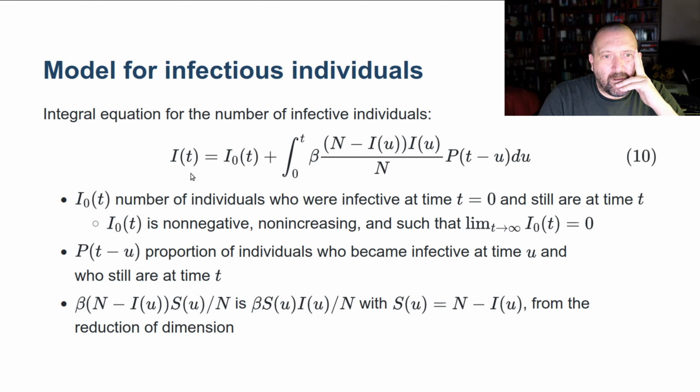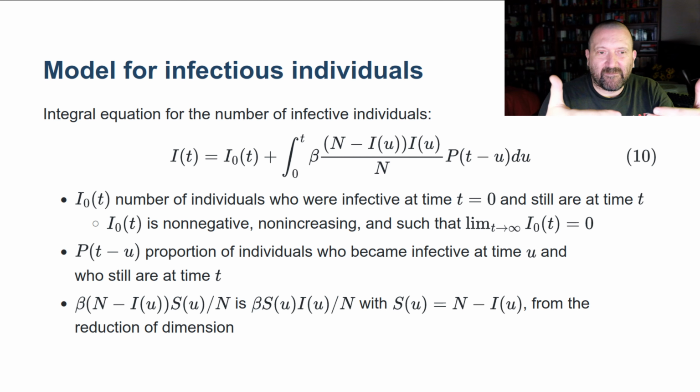Okay? So we're going to say that at time t, the number of individuals who are infectious is this number here. That's the number of individuals who were infectious at time t equals 0 and are still infectious at time t. Okay, so when the model starts, I have to have some infectious in the population. Otherwise I'm going to remain identically 0.